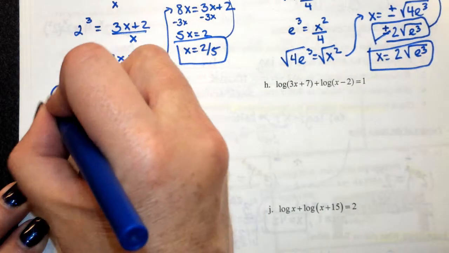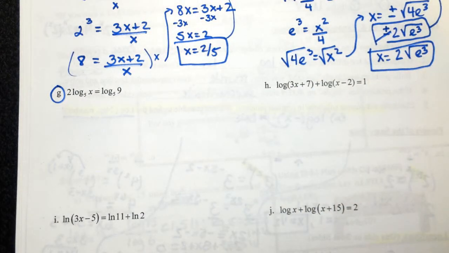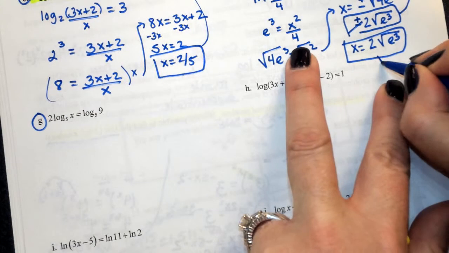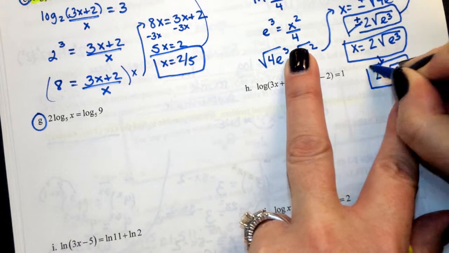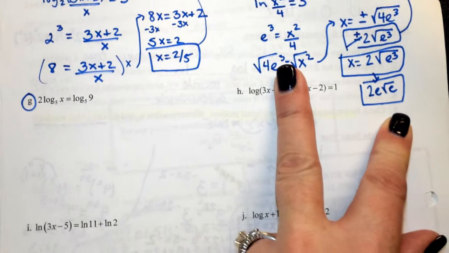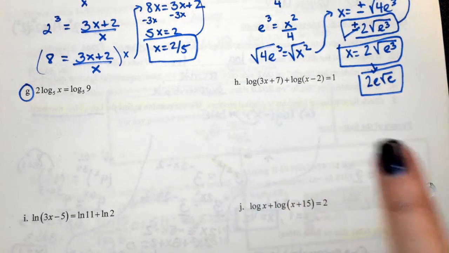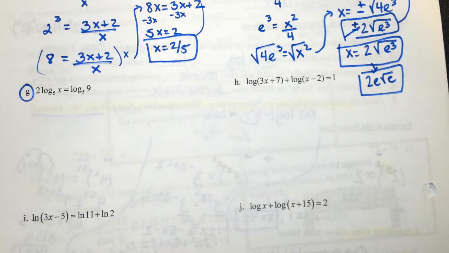You guys go ahead and try G for me on your own. Yes, Bavara. Oh, you're right. You could simplify it more. Yes, thank you. It could be 2e times square root of e, because you have e squared times e there. Yep. You guys go ahead and try G for me on your own.